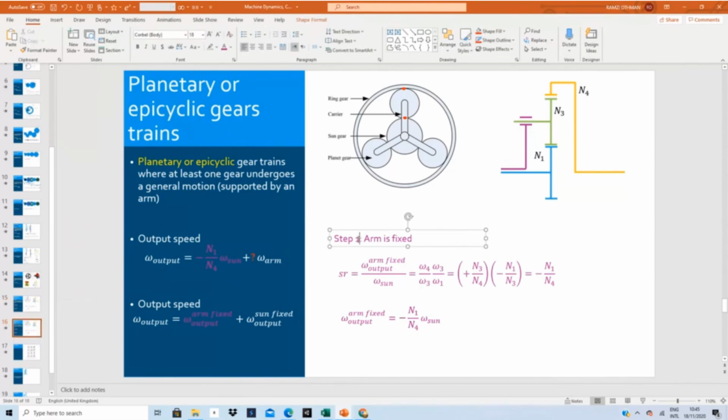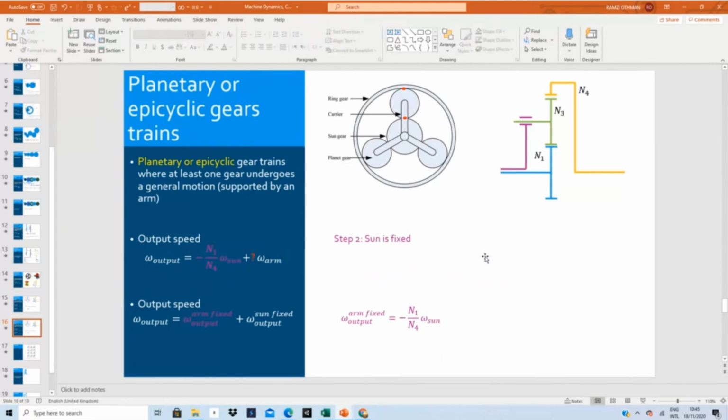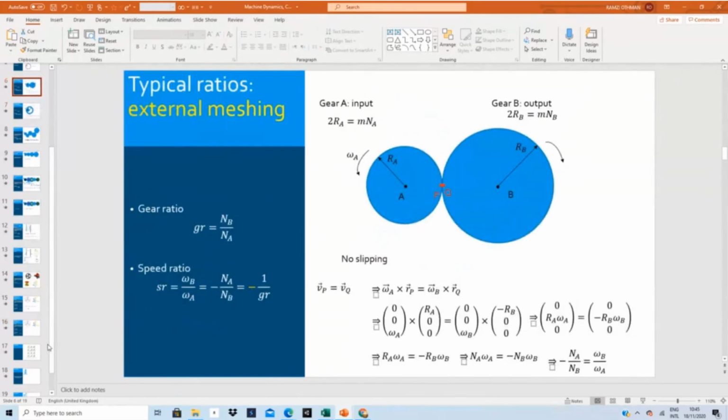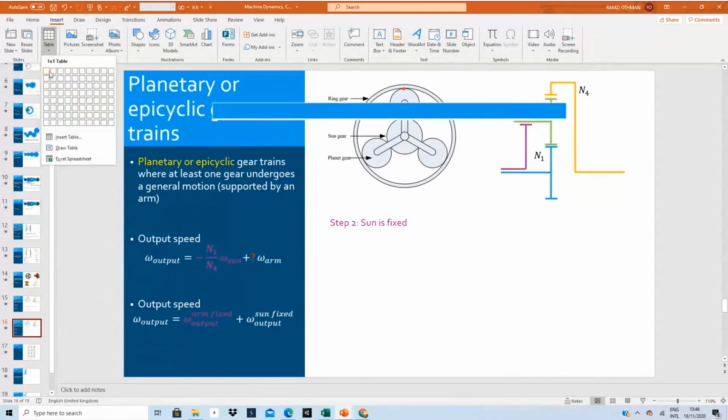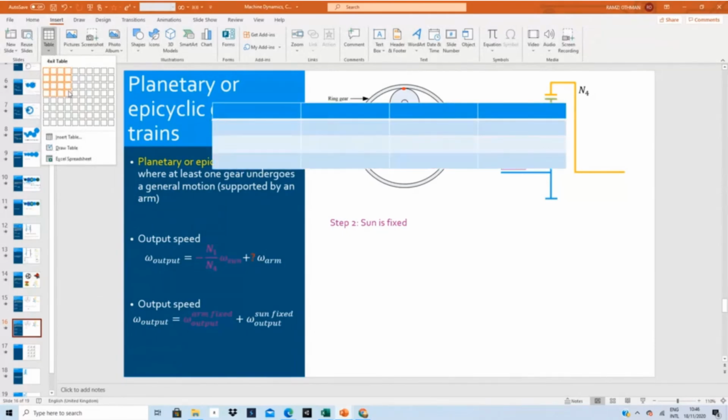Now I need to move to the second step. In the second step, I will assume that the sun is fixed. Now the sun is fixed, the arm is moving, it's not simple. Why? Because what I have used until now is only the case when the arm is fixed. The equation I have established here is only valid when the gears have a fixed axis of rotation. So even though I will assume that the sun is fixed, I will try to go back to the first case, which is the arm is fixed. And I need to do it in steps. So I will make here a table.